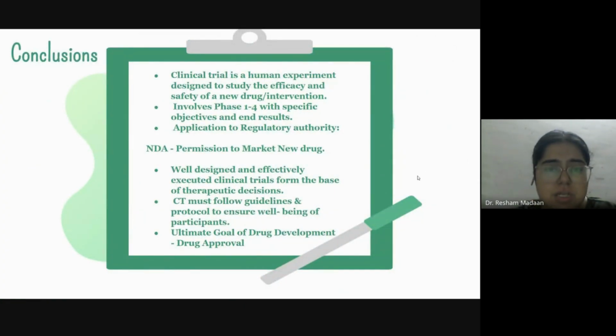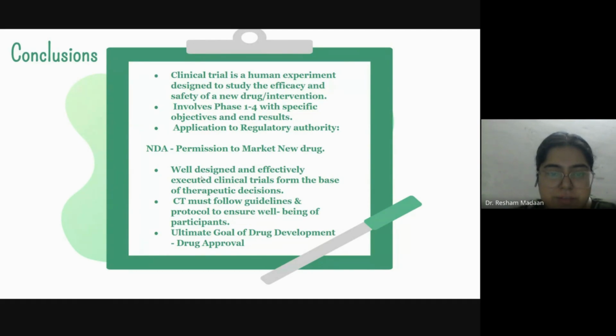For the conclusions, I would like to say that a clinical trial is a human experiment designed to study the efficacy and safety of a new drug or intervention. Basically, we check the safety and the efficacy of the drug through phases 1 to 4 with specific objectives and end results. Each phase has different objectives and different end results, which we record very carefully. And then the application to the regulatory authority. This is for the US NDA, the body that permits, that basically goes to the FDA, and then the permission is granted.